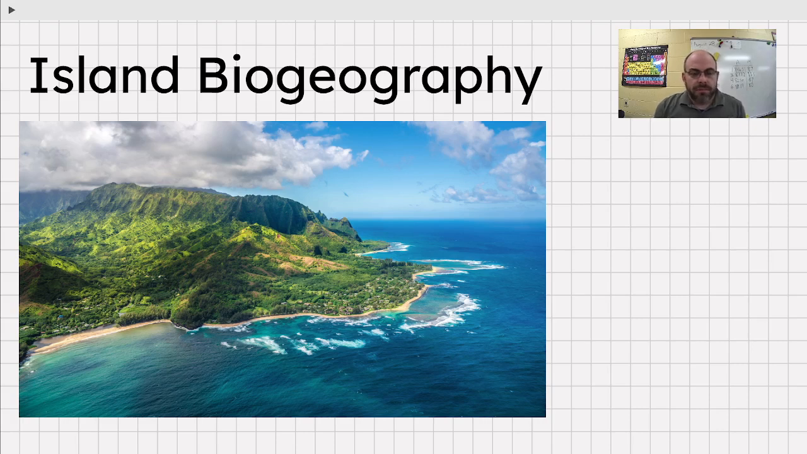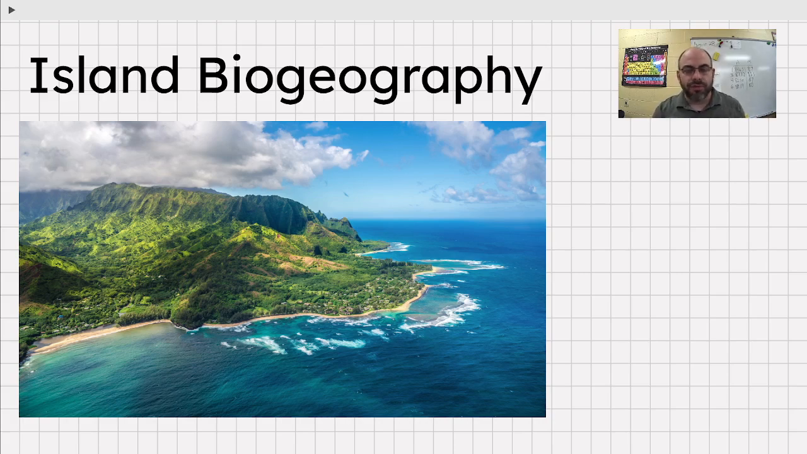What does that mean? Well, just think about it. You've got islands, right? Bio, life, geography. It's like places, right? Maps, that sort of thing. And so island biogeography is the study of distribution, diversity, ecological relationships, organisms, all that stuff, but related to islands specifically.